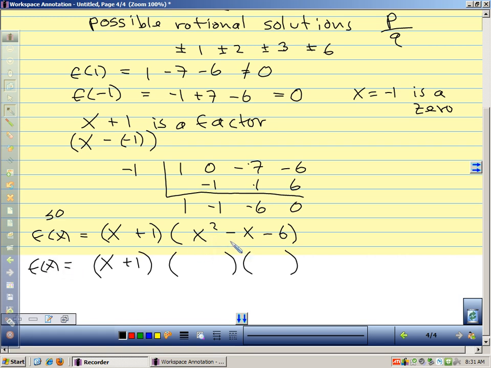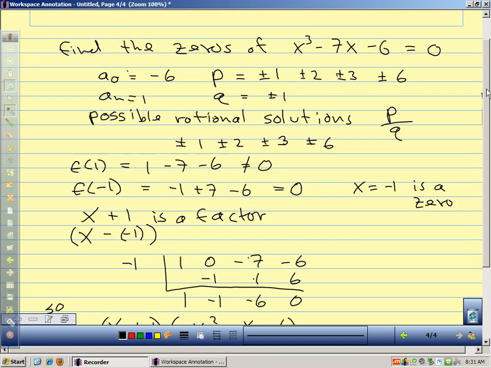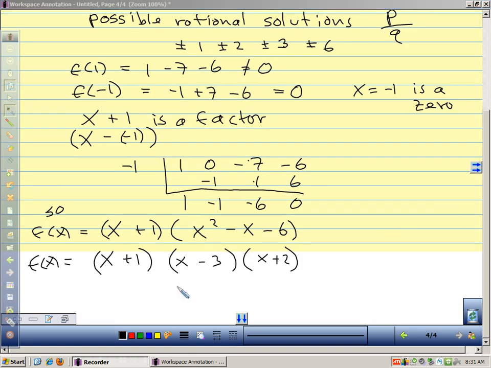So how do I factor x squared minus x minus 6? X minus 3, x plus 2. So these are all my factors of f of x. If I multiply this out, I would get this. And my solutions are x equals -1, x equals 3, and x equals -2. Those are the three solutions to my original function.